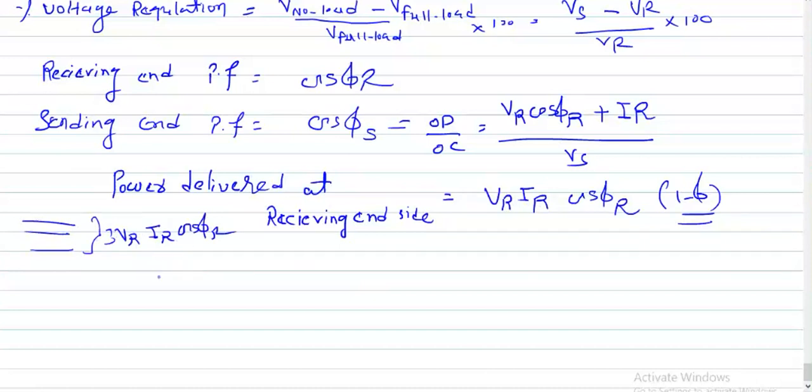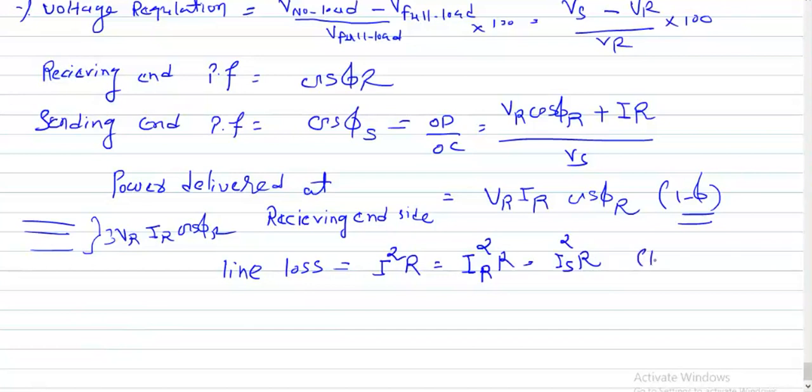Now, what about the line loss? If it is single phase, then it is I squared R. In our case, for this particular figure, or for a short transmission line, it is IR squared R, or you can say IS squared R. All are the same value. So this is the line loss, and this is for single phase.